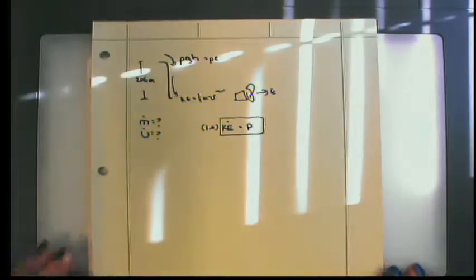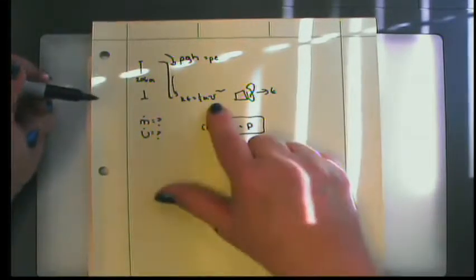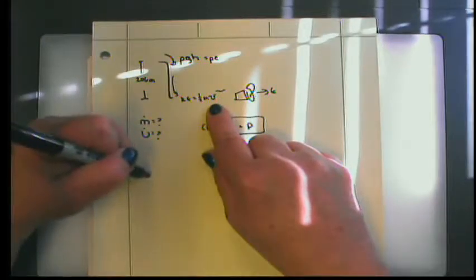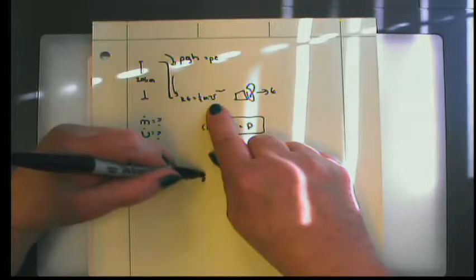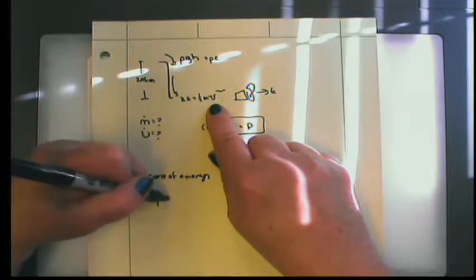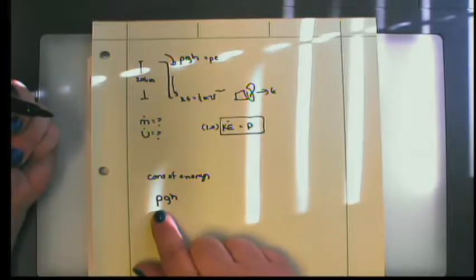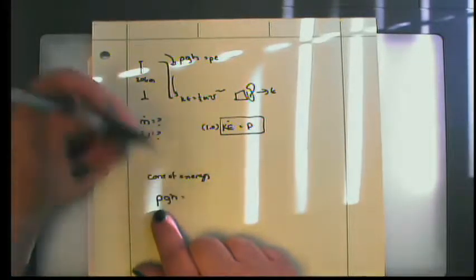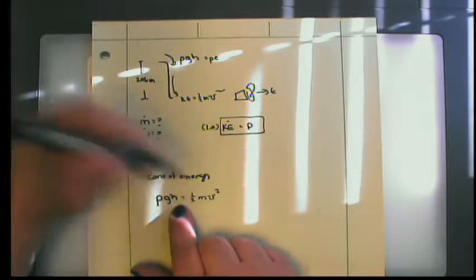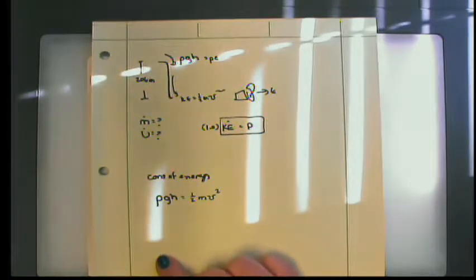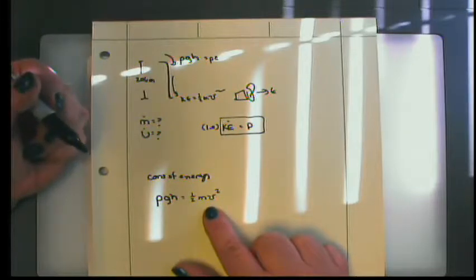All right, well, where are we going to get the KE dot? The answer is from the falling water. So conservation of energy tells us that the potential energy at the top, the rho g h of the water, is equal to the kinetic energy, the 1/2 mv squared at the bottom.